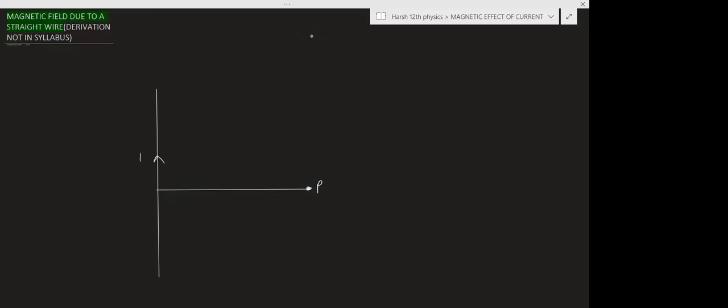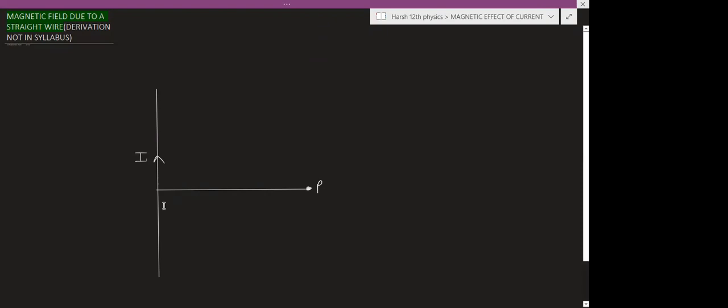In this wire, suppose the current is flowing like this. Due to this wire, suppose the straight wire is AB, and due to this whole wire, you want to calculate the magnetic field at this point P, and this distance A is the perpendicular distance from the wire.